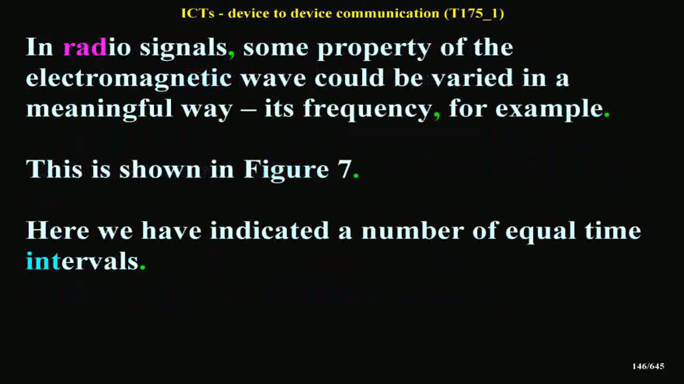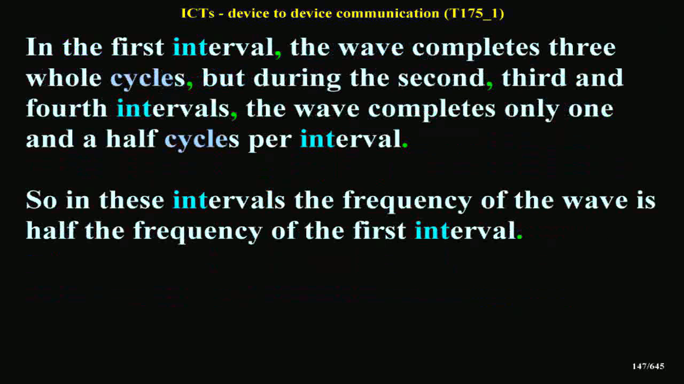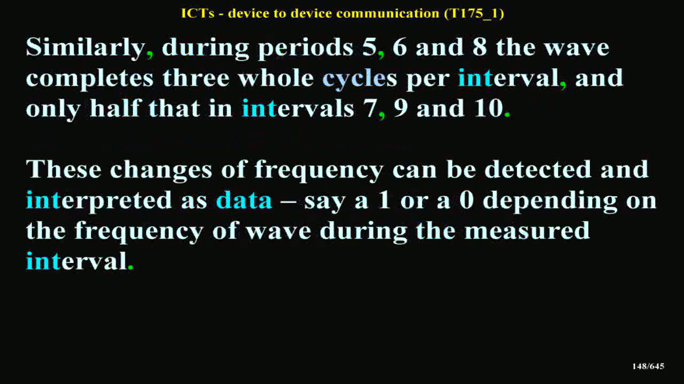In radio signals, some property of the electromagnetic wave could be varied in a meaningful way, its frequency. For example, this is shown in Figure 7. Here we have indicated a number of equal time intervals. In the first interval, the wave completes 3 whole cycles, but during the second, third and fourth intervals, the wave completes only 1.5 cycles per interval. So in these intervals the frequency of the wave is half the frequency of the first interval.